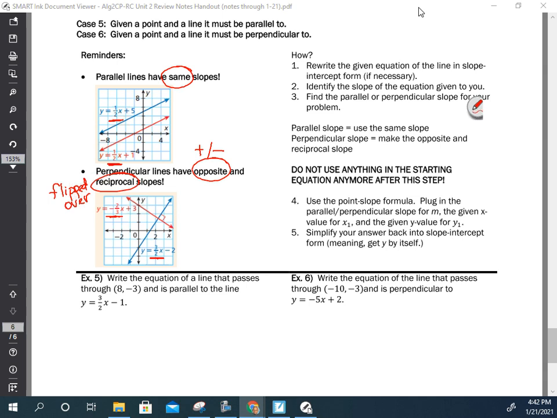So how do we go about writing equations for parallel and perpendicular lines? First step, rewrite the equation into slope-intercept form if it's necessary. Step 2, identify the slope of the equation given to you. And then step 3, find the parallel or perpendicular slope depending on the problem. If it's a parallel slope, you use the same number. If it's perpendicular, you make the slope opposite and reciprocal. So let's look at steps 1, 2, and 3 with example 5.